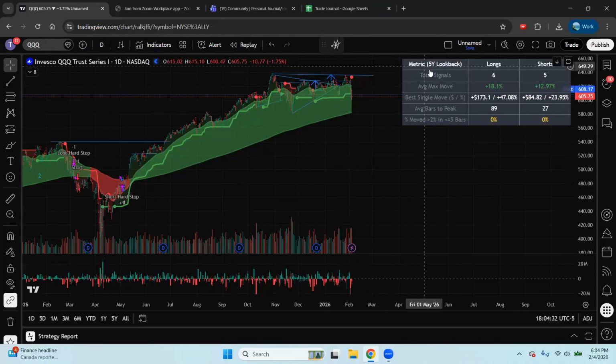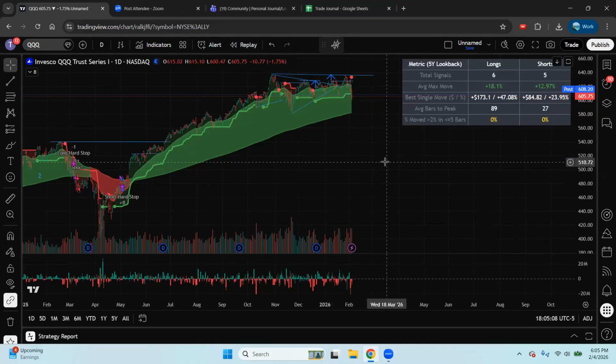So you can see over the last 5 years, we've had 6 long signals, 5 short signals. The average max move of those 6 long signals was about 18.5%. And the average max move of those short signals was about 12.5%. And this is not going to come as any surprise to you that the number of days that it takes for the long position to peak is a lot higher than the number of days that it takes for a short position to peak. That old adage of taking the stair steps up, but the escalator, or I'm sorry, the elevator down, which is not uncommon.